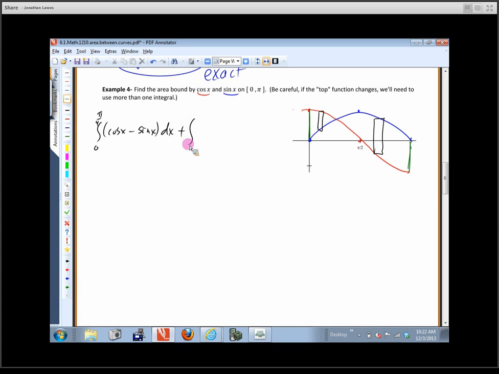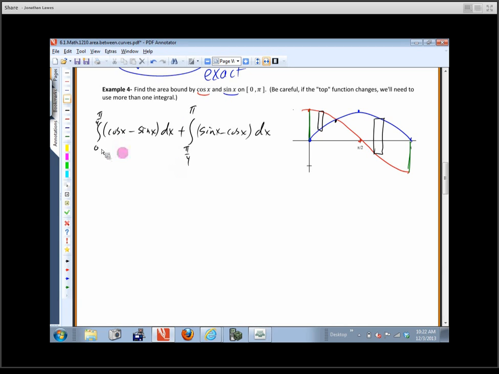So let's think about what that slice looks like. The top is sine minus the bottom, which is cosine. There's our height of that slice. There's the width. Where do I start slicing for this representative slice, and where do I stop? Start at pi fourths, right here, at that intersection point, and I stop at pi.